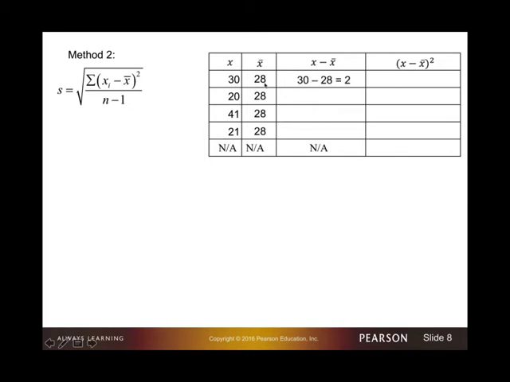You're going to get the 2 here. And after you subtract, you want to take the square. So 2 squared will be equal to 4. Again, use your calculator. Try to finish this chart here, and at the end I want you to find the total. Add it all up.